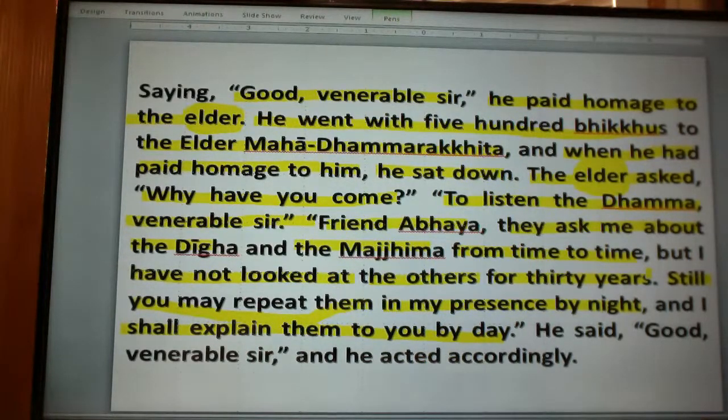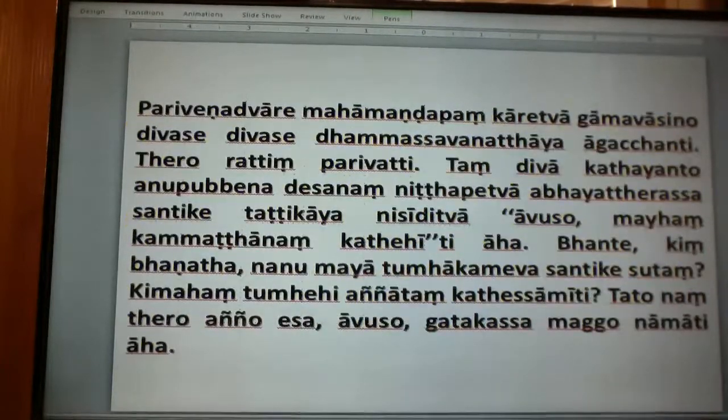Yeah, amazing. So Pali learning is like that. Long-term Pali learning, maybe you forgot something, but when the other person recites, the memory comes back. So he said, Good Banavasa, and then he acted accordingly. Okay. So what happened?